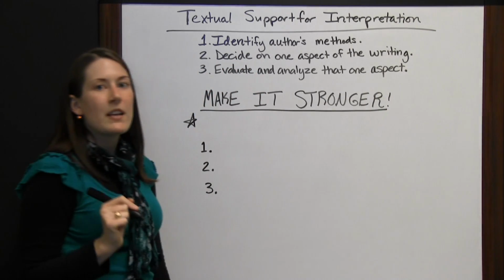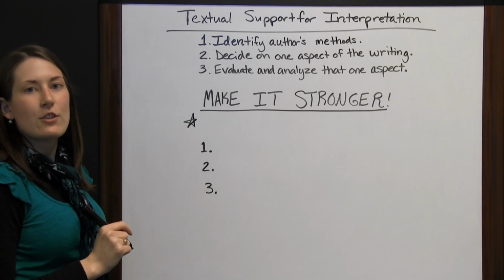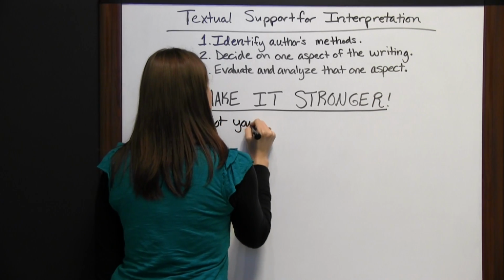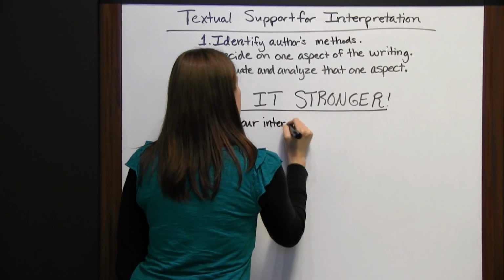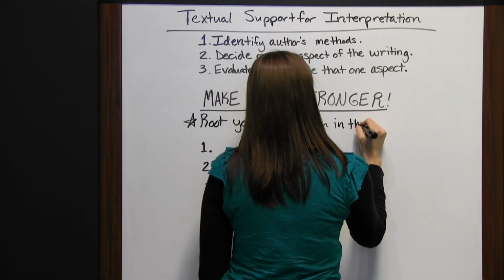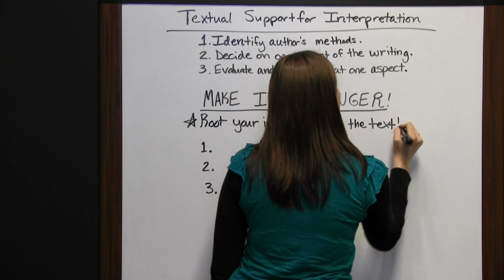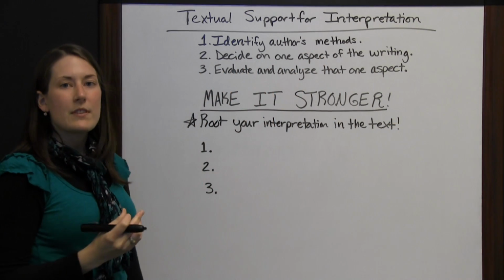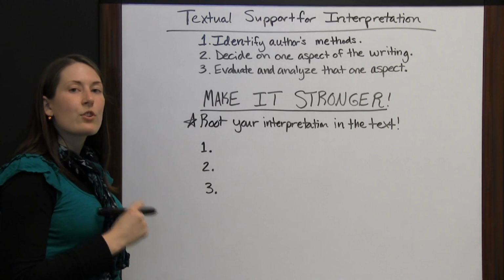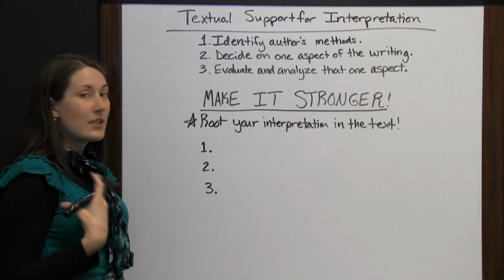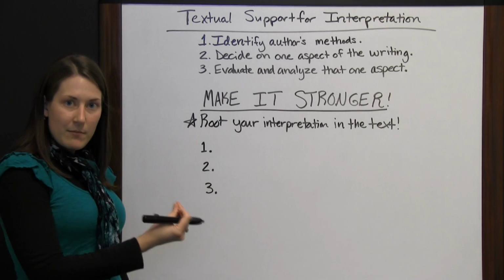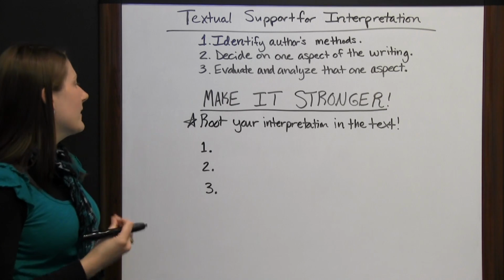And one way that you can make your evaluation, your interpretation of this work stronger is to root your interpretation in the text. That means you go through and you find specific examples in the text that support what your interpretation is. The examples from the text support your ideas. So it doesn't look like it's just things that you're coming up with out of your head. It's things that you came up with because of something specific in the story that made you think.